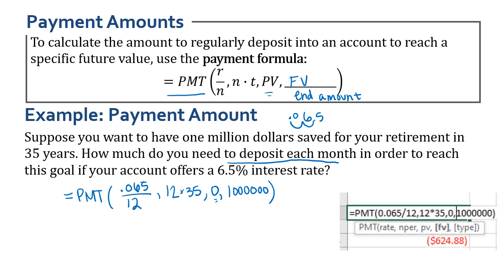So when you put that into Excel or Google Spreadsheets, this is what it should look like. Make sure that you are actually going through and practicing this as well to make sure you know how to put in these values. And again, you can ignore the type. And this ends up giving us $624.88. So this means we need to deposit $624.88 a month in order to reach this goal.